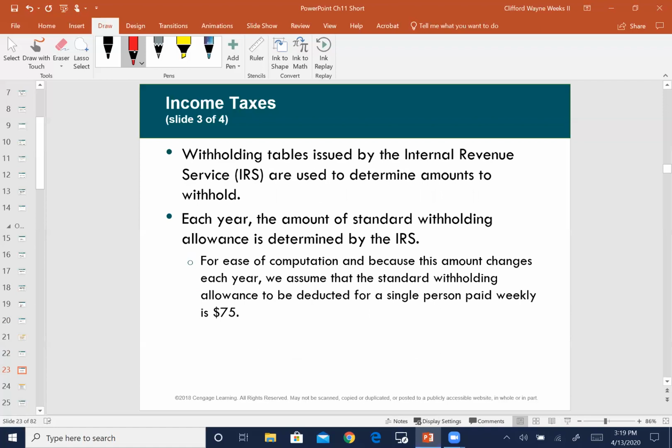Withholding tables are issued by the IRS, so this isn't something that you have to calculate. They give you these tables. Each year, the amount of the standard withholding allowance is determined by the IRS, so it's different each year. For ease of computation, and because the amount changes each year, we assume that the standard withholding allowance is going to be $75.